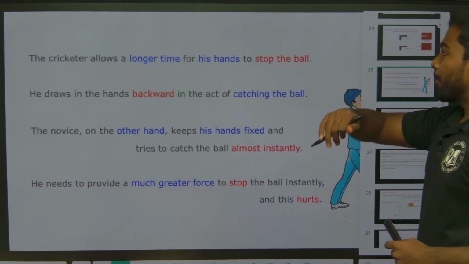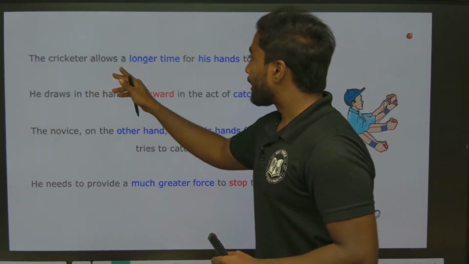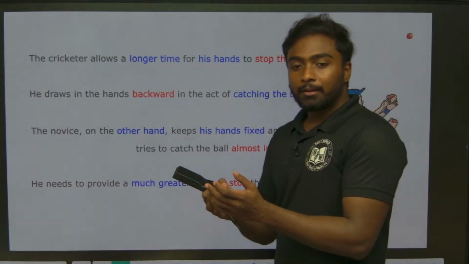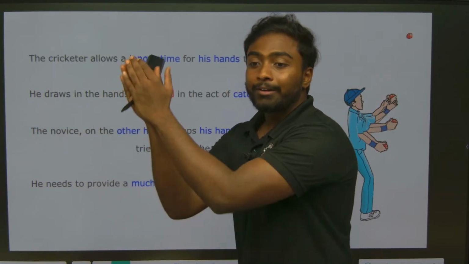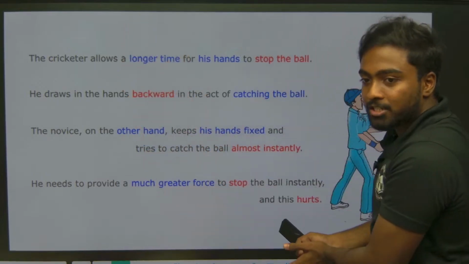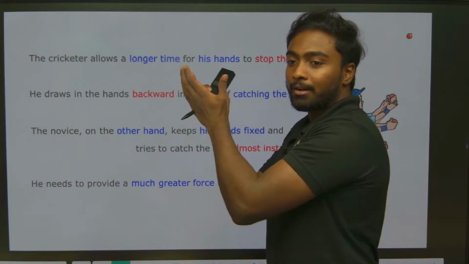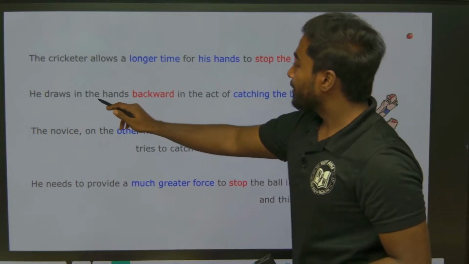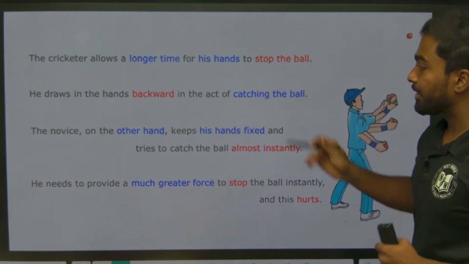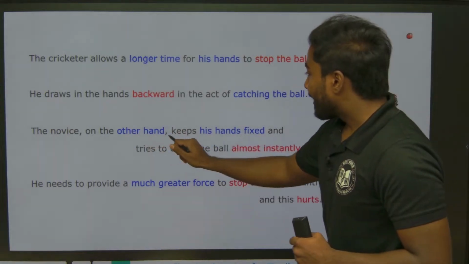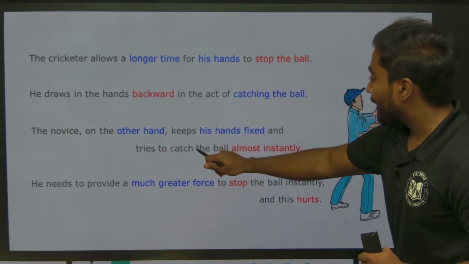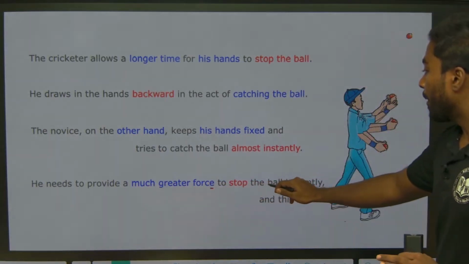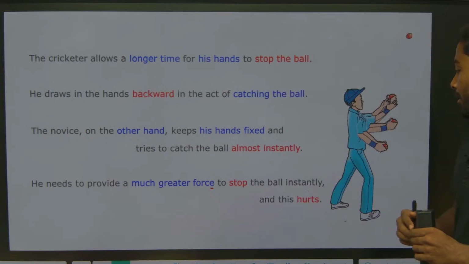So one more example we'll take here. A cricketer allows a longer time for his hand to stop the ball. We have seen that when players catch the ball, they won't catch it rigidly. They will take time to catch. They keep the hand like this and draw the hands backward in the act of catching the ball. On the other hand, if he keeps his hand fixed and tries to catch the ball almost instantly, he needs to provide a much greater force to stop the ball instantly, and this is what hurts.